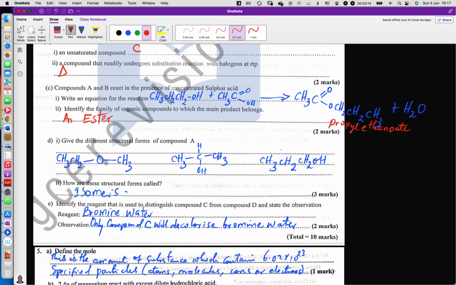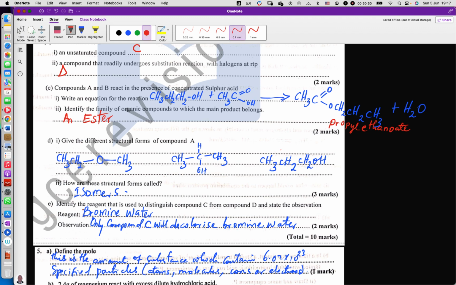How are these structural forms called? We call them isomers because they have the same molecular formula but different structural arrangements. They have different structures, but the same molecular formula.